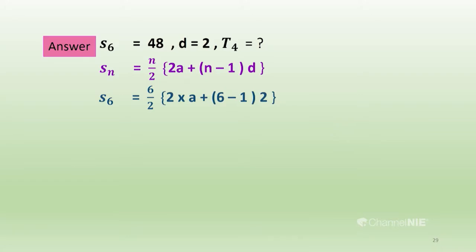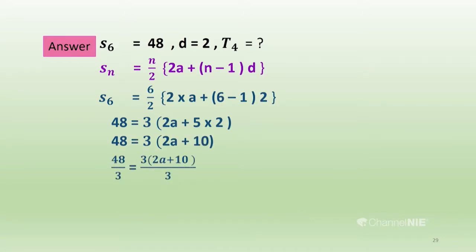So here, see, S6 equals 6 over 2 times (2a plus (6 minus 1) times 2). Okay, then we can solve this and get the value for a. But you have to follow the correct simplification method. Here first you simplify the things in the bracket and multiply by the outside number, and you get 48 over 3 equals 3 times (2a plus 10) over 3. Why have I divided this by 3? Because I am going to divide the 3 from both sides.